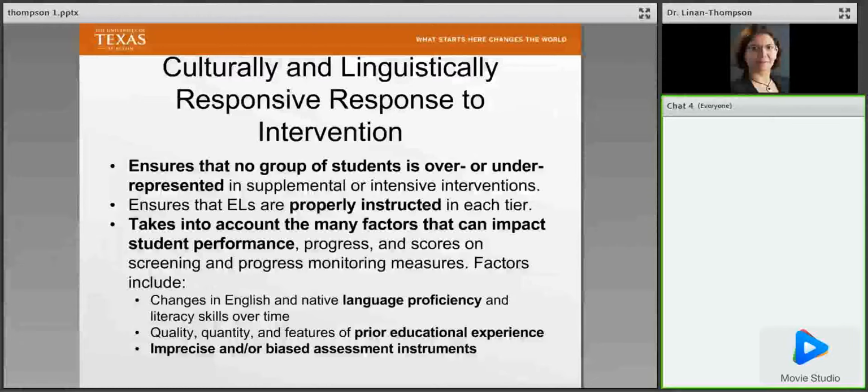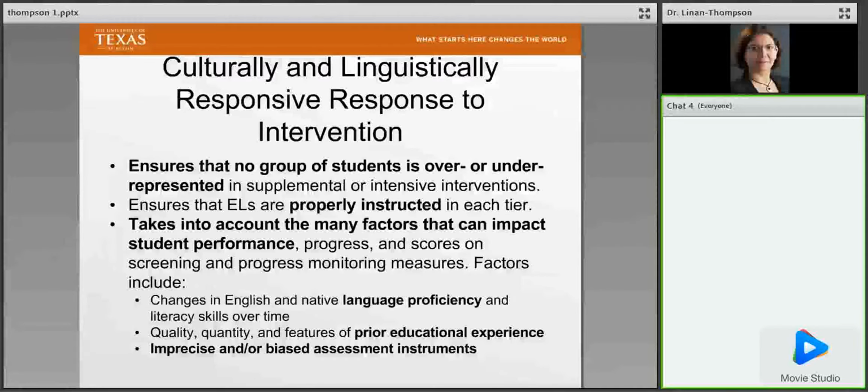And finally, that it takes into account the many factors that can impact student performance, progress and scores on screening and progress monitoring measures. So this is the part that particularly speaks to assessment. Some of the factors include changes in English and native language proficiency and literacy skills over time. We are still not doing a very good job at looking at how those two things work together.